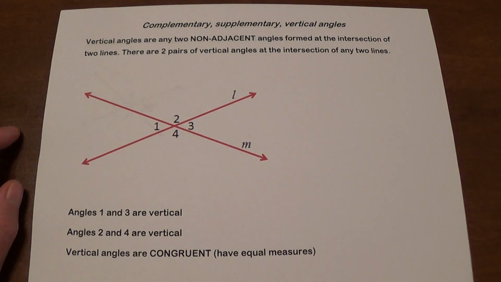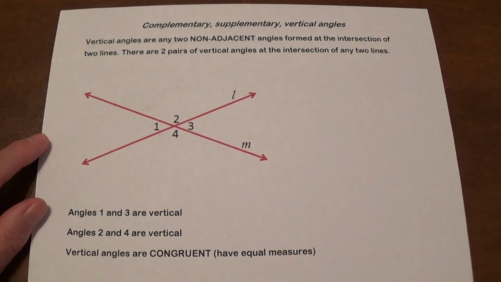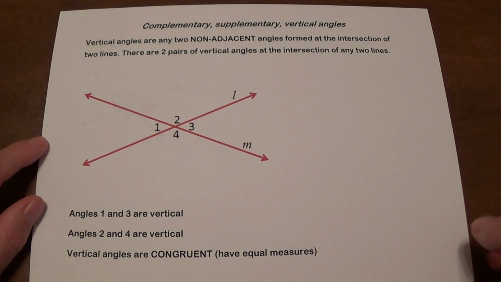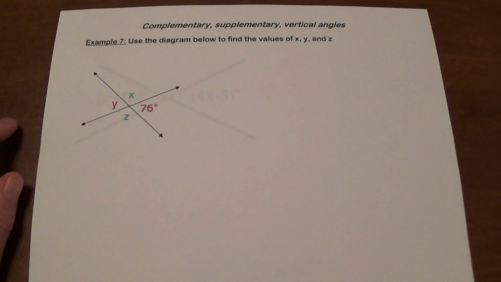And vertical angles are congruent. Congruent means they have the same measure, which means angles 1 and 3 are congruent and angles 2 and 4 are congruent. Always going to be like that. Okay, so let's try to do some problems. We have this diagram here. We have two intersecting lines.